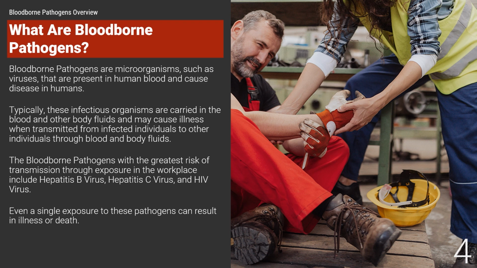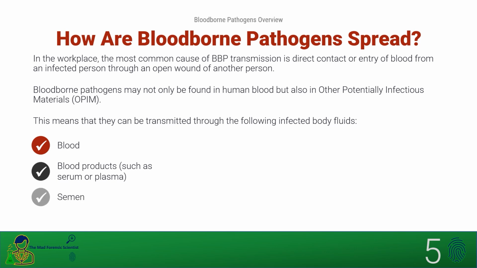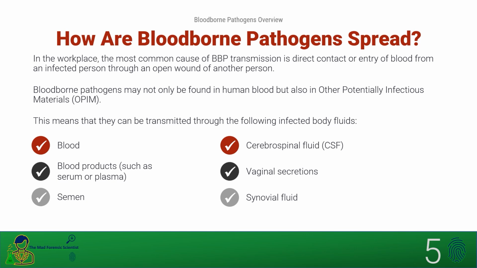How are bloodborne pathogens spread? In the workplace, the most common cause of BBP transmission is direct contact or entry of blood from an infected person through an open wound of another person. Bloodborne pathogens may not be only found in human blood, but also in other potentially infectious materials, or OPIM. This means they can be transmitted through the following infected body fluids: blood, blood products such as serum or plasma, semen, cerebrospinal fluid, vaginal secretions, or synovial fluid, and other various bodily fluids.